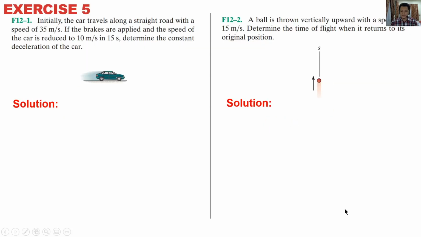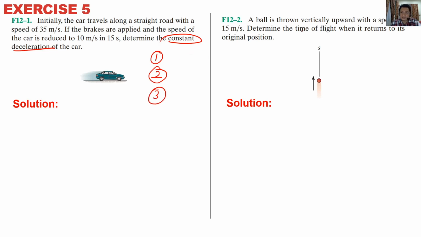Alright, so we stopped here just now, and you are supposed to be doing the exercises for this. How to solve these problems: you can use formulas that we have learned before. Brakes are applied and the speed of the car is reduced. Determine the constant deceleration. Constant deceleration means constant acceleration. So if it's constant acceleration, you can use Formula 1, Formula 2, and also Formula 3.